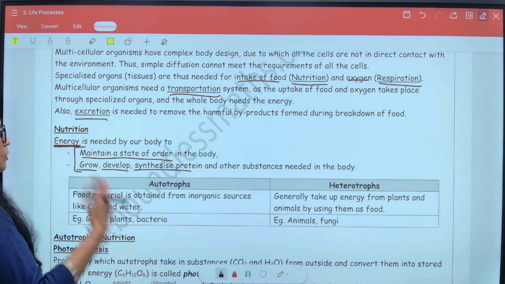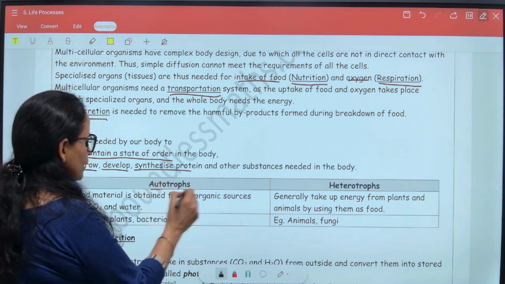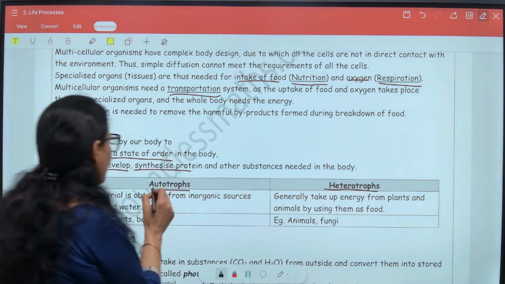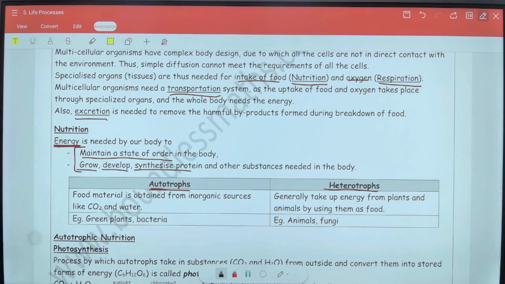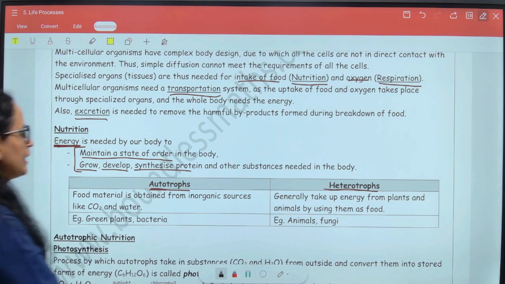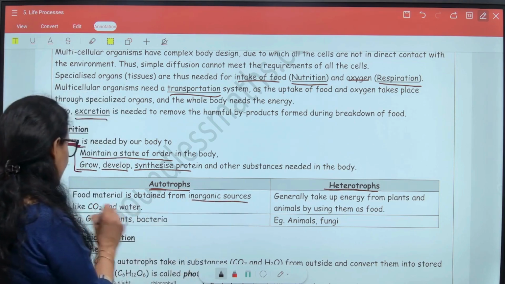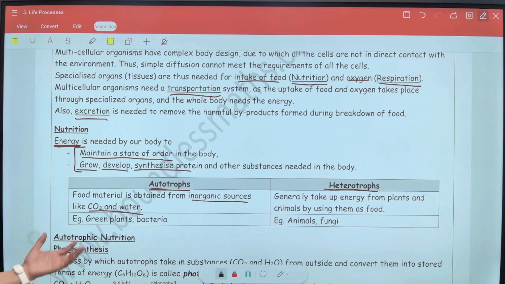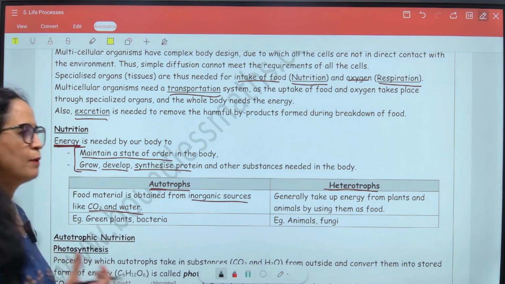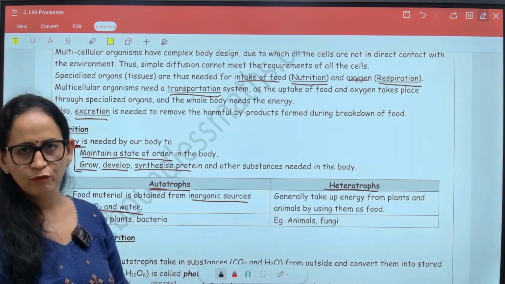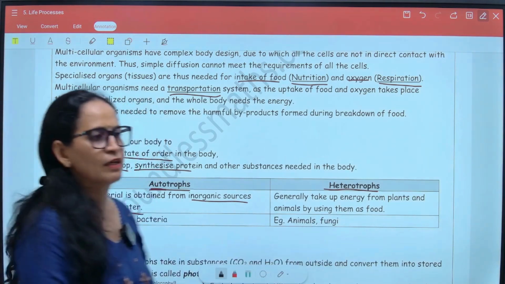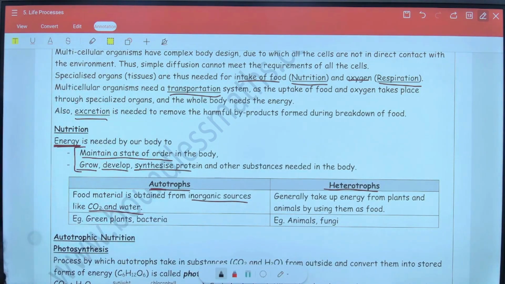Now there are two types of organisms, autotrophs and heterotrophs. Auto, as the word means, self. So these are the organisms that can prepare their own food from inorganic sources like carbon dioxide and water. So all green plants and bacteria come under the category of autotrophs. Now there are heterotrophs that generally take up food from plants and animal sources, and they cannot prepare their own food. So animals and fungi come under heterotrophs.